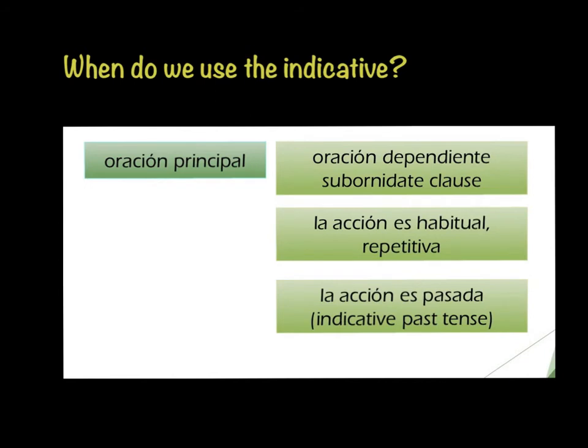Now, when do we use the indicative with these same conjunctions? You use the indicative when the action in the second sentence is a habitual action, a repetitive action, or when the sentence is in the past tense. And that's quite easy to remember.